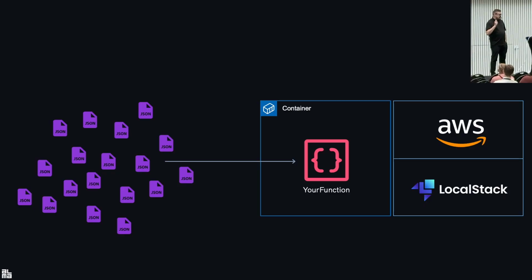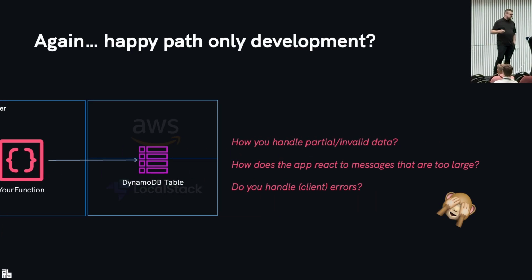But no matter which way you choose, there are still situations that can happen. Let's say you have a DynamoDB table as the other cloud resource. In your day-to-day development, do you handle partial or invalid data, or situations where you might be sending too-big messages to DynamoDB, or any other errors that might happen when communicating with the other cloud resources? So again, this is the kind of happy path development that I often see when people are either emulating everything on their machine or running just a Lambda function and then using actual resources in AWS.